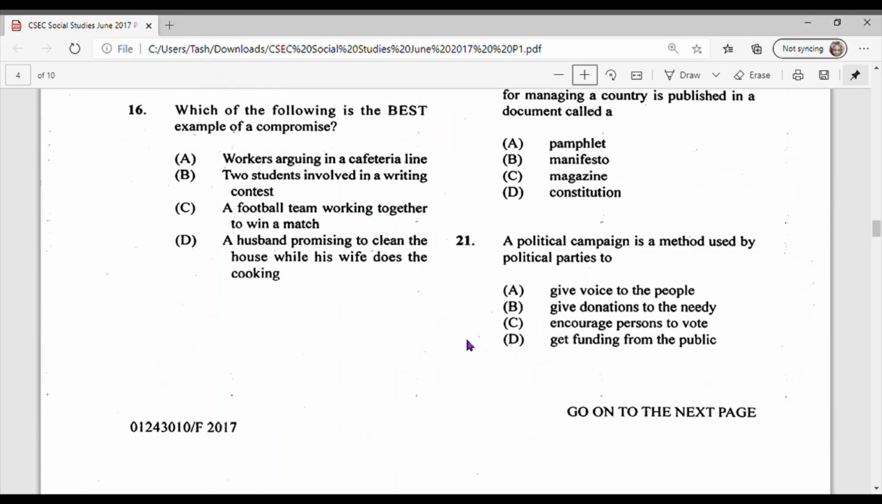Number 21. A political campaign is a method used by political parties to, so political campaigns, what it would look like in your mind or probably in real life is that you would see political parties and their representatives going around into different communities, talking to them, etc. So the aim of all of that is to encourage persons to vote for them. So look at the options. A, give voice to the people, B, give donations to the needy, C, encourage persons to vote, or D, get funding from the public. So for 21, your answer would have been letter C, which is to encourage persons to vote.